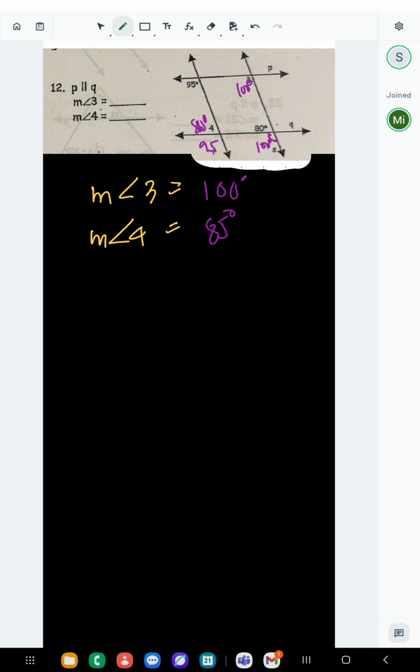Okay. Compared to number 11, where L and M and R and S are parallel. Okay. I think we're good, right? Let's continue answering this on our next lesson.